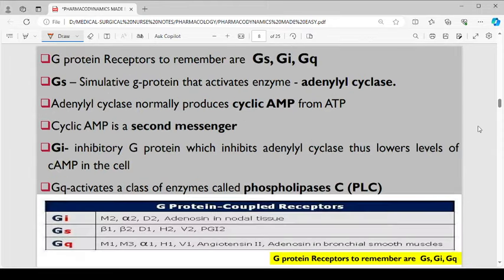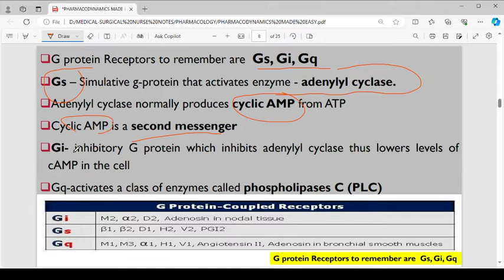All right. So you find that G protein receptors are several, but the ones that you're supposed to remember are mostly 3. We have the Gs, Gi, and Gq. Gs is a stimulatory G protein, in that it will activate the enzyme we refer to as adenylyl cyclase, and this adenylyl cyclase will produce cyclic AMP from ATP. And as you all know, cyclic AMP is a second messenger. So the Gs normally ends with a second messenger in the name of cyclic AMP.